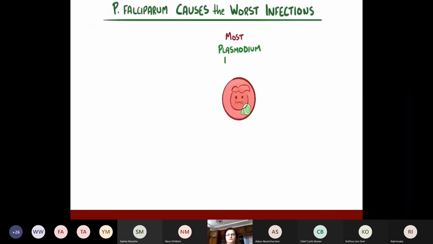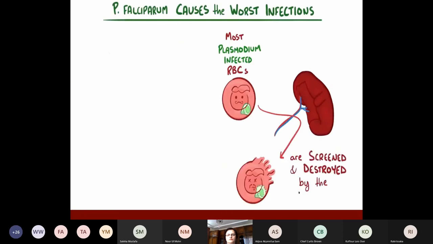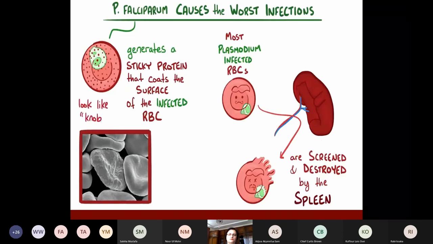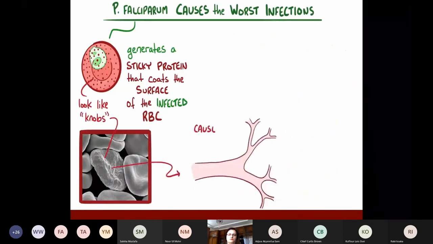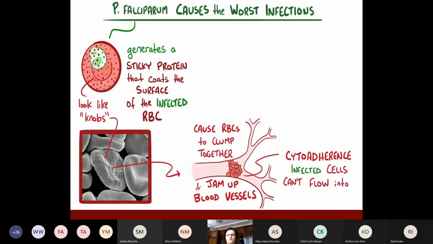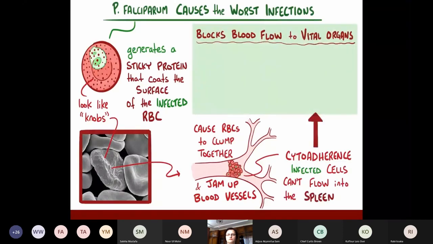Most Plasmodium-infected red blood cells get screened and destroyed by the spleen. Plasmodium falciparum, though, avoids this fate by generating a sticky protein that coats the surface of the infected red blood cells, and these look like knobs or little bumps. This protein causes the red blood cells to clump together and jam up tiny blood vessels, a process known as cytoadherence. This literally blocks the flow of blood so that infected cells aren't able to flow into the spleen, and it also blocks blood flow from reaching other vital organs, which can wreak havoc on them.